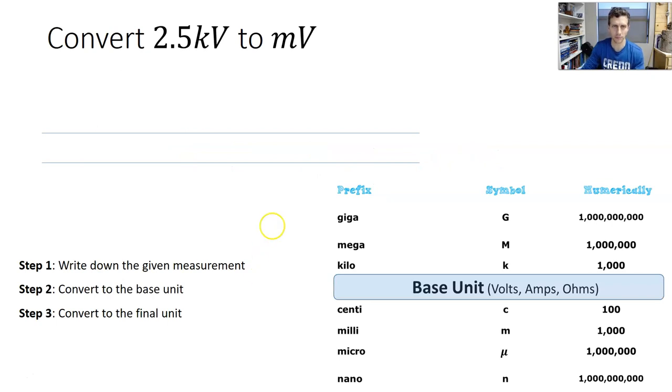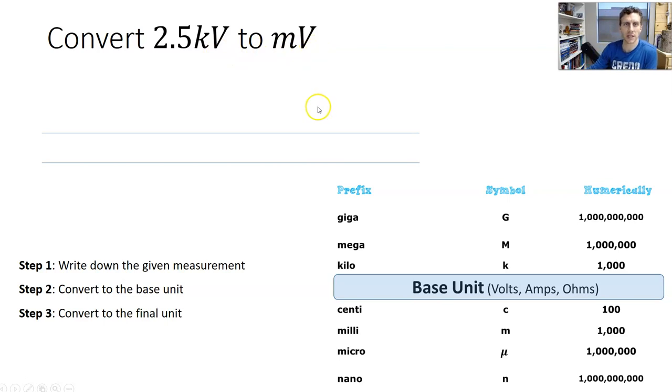So, let's say we have a question like this. Convert 2.5 kilovolts to millivolts. Kilovolts, that's a strong voltage. How many millivolts would that be? Or if you think of it in another way, let's say you drove 2.5 kilometers. How many millimeters would that be?